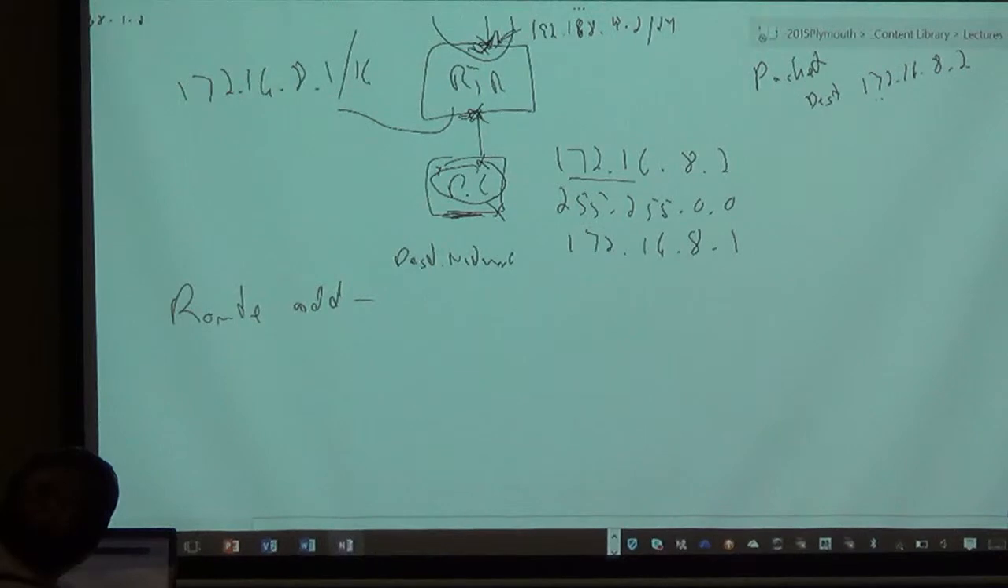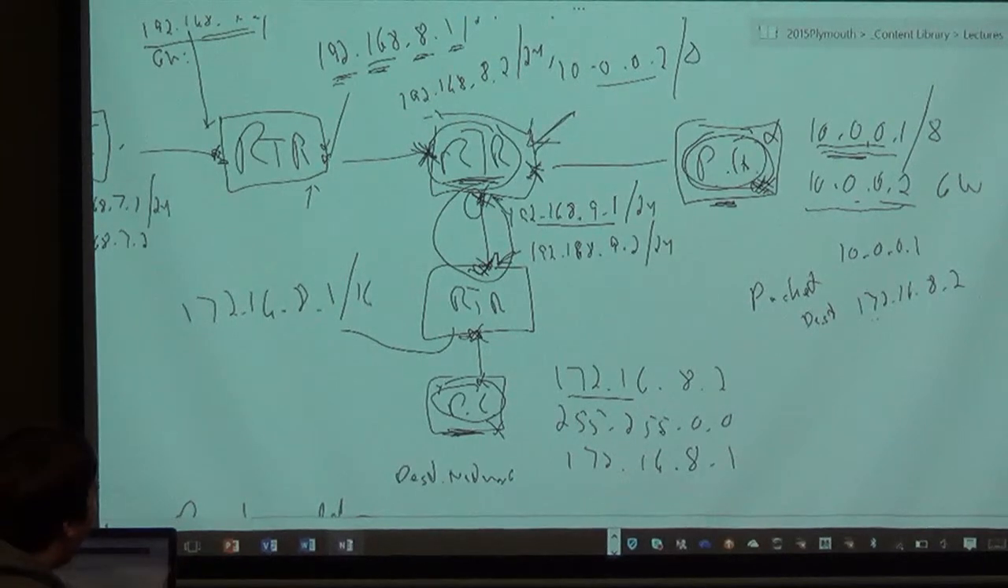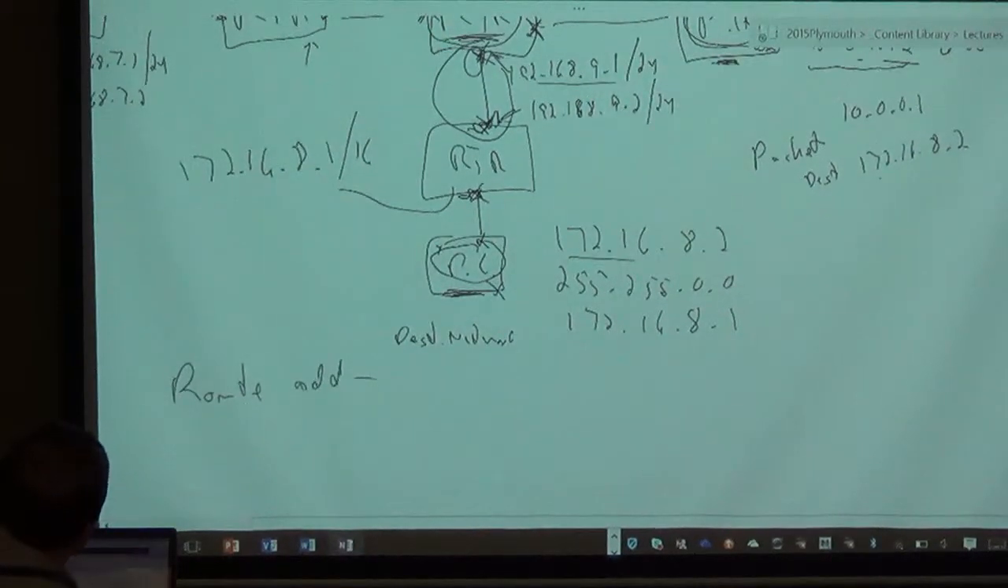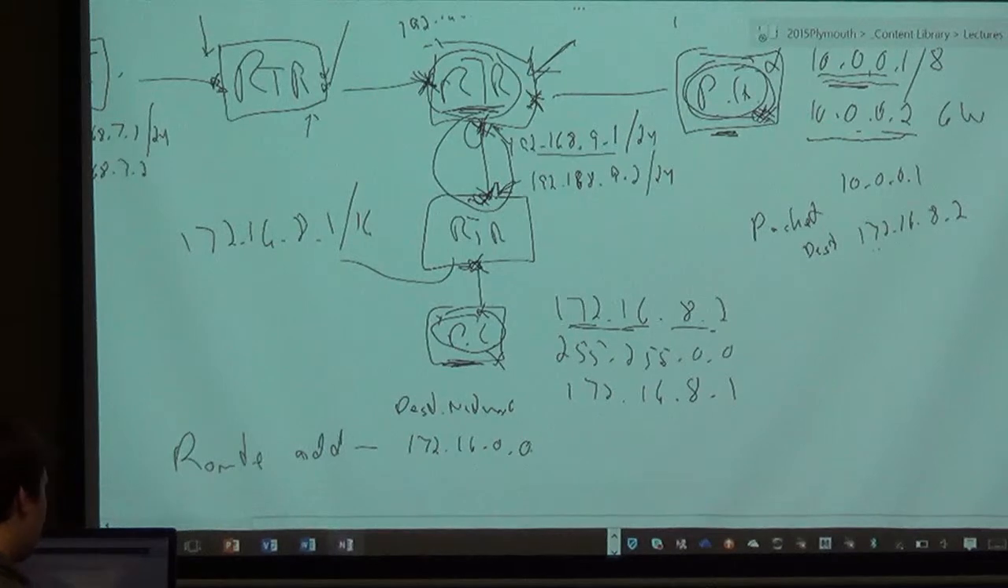So in this particular case, we're going to put a route add statement. Let me get rid of some of this garbage. We're going to do a route add statement right here on this router. We're just going to go into the interface and type route add if the destination is 172.16.0.0, send it to where? Send it to this network, or this interface. Send it to 192.168.9.1. So this is the interface.